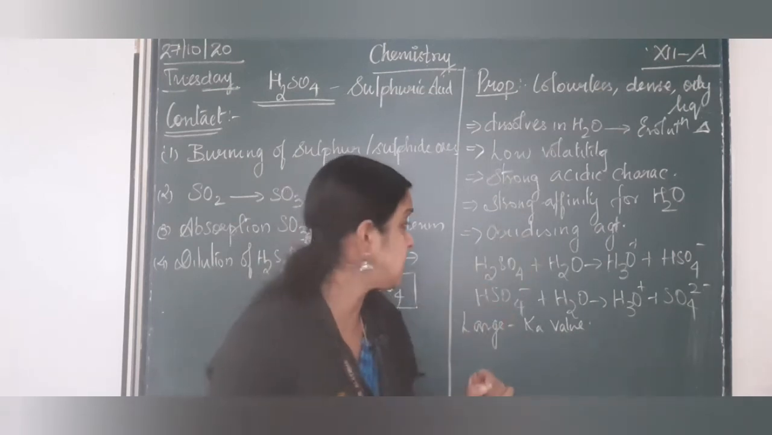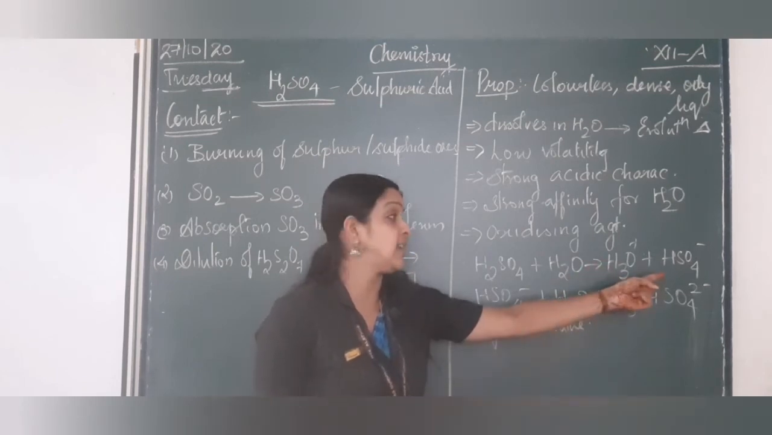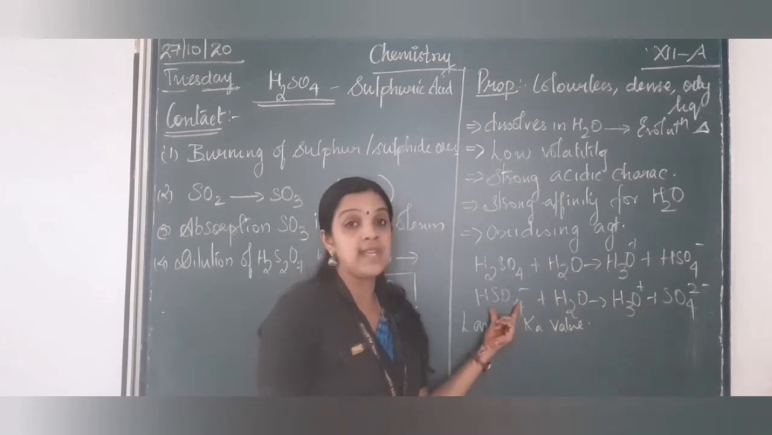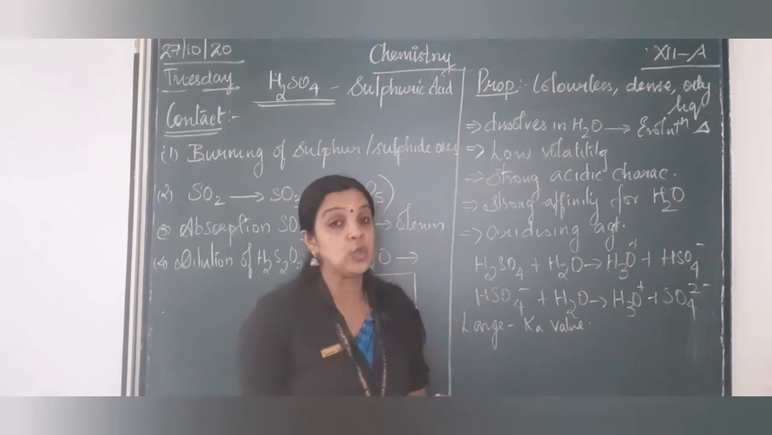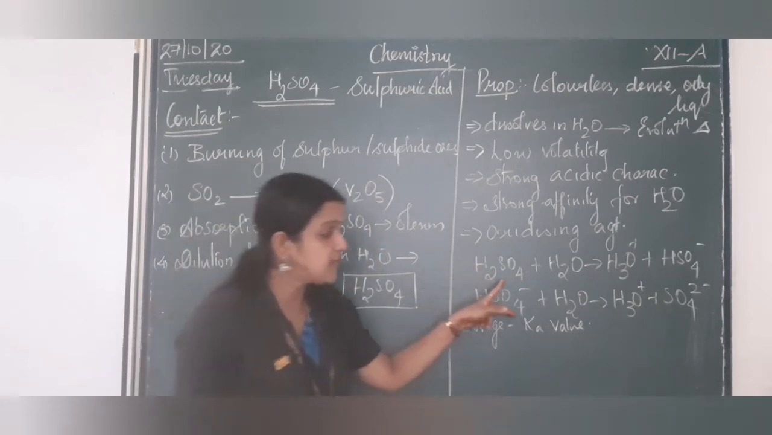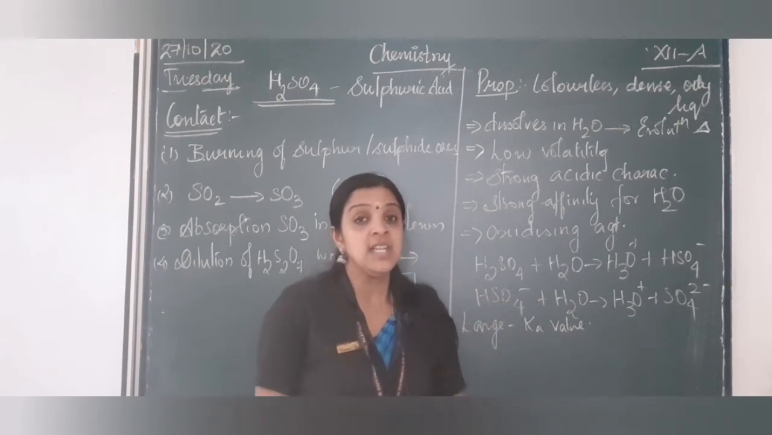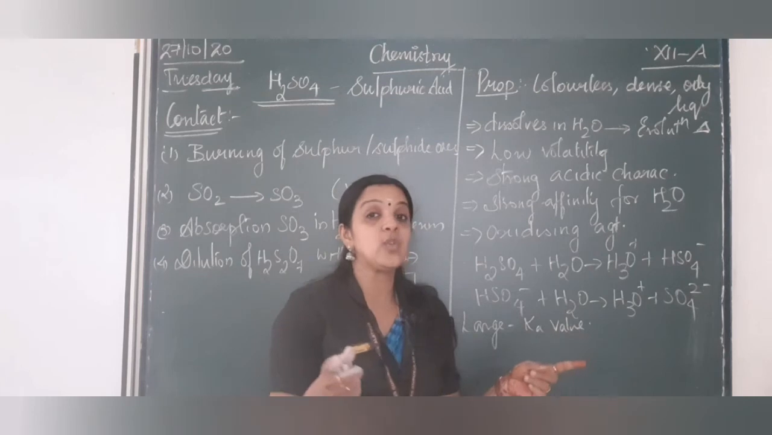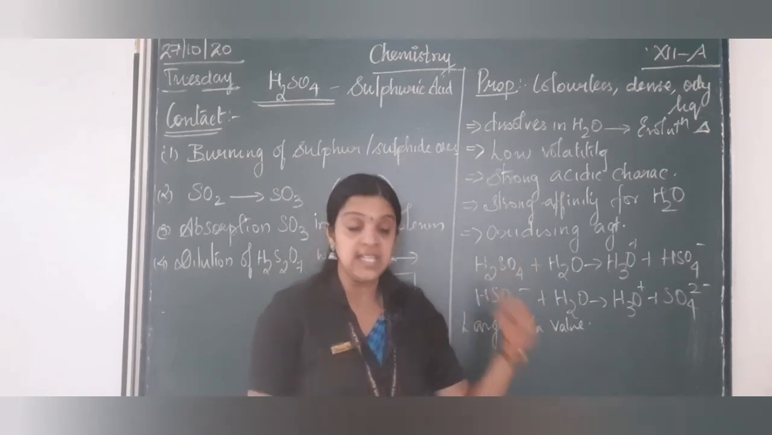That is a simple reason why when it dissolves in water, it forms hydronium ion and HSO4 minus ion, where again this HSO4 minus will dissolve in water to form H3O plus and SO4 2 minus. And because of this, in this reaction, the value of Ka, that is the dissociation constant value, is very high, so it can easily give its H plus ion. That shows it is strongly acidic in nature.